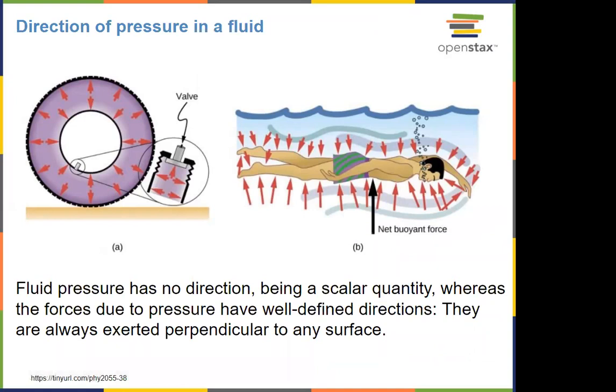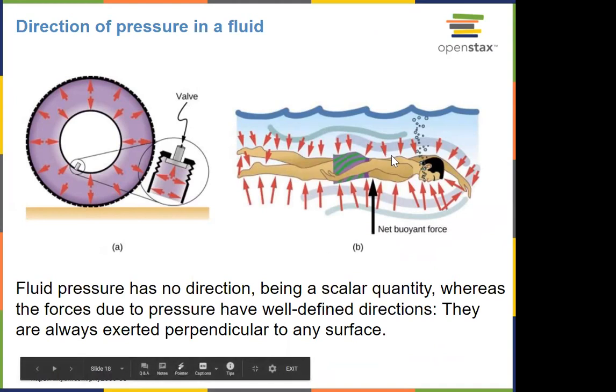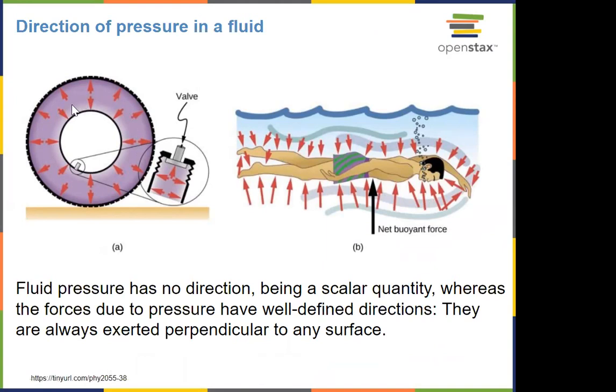As I mentioned earlier, regarding the directions of pressure inside a fluid, it actually acts in all directions. If you are swimming, pressure comes from all directions toward your body. If you have a tire, the pressure on the inner wall goes in one direction and on the outer wall goes in the other direction. So you can say pressure has no direction because it goes everywhere, or you can say it is in all directions.